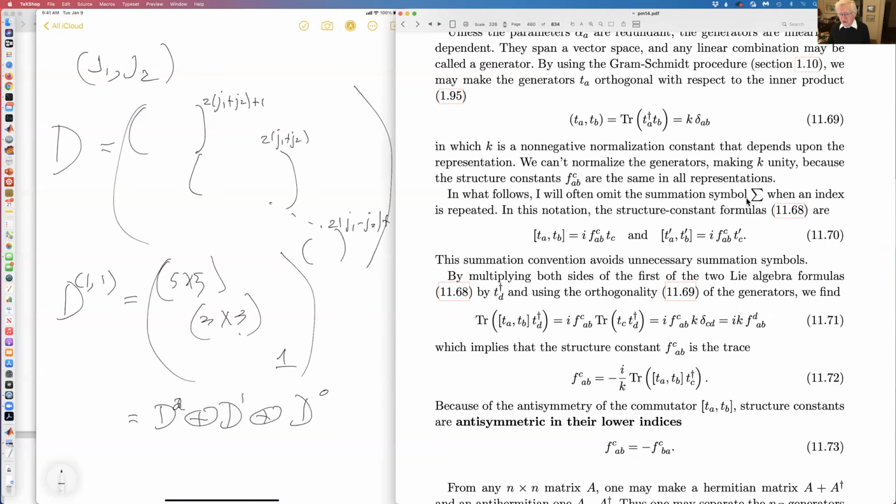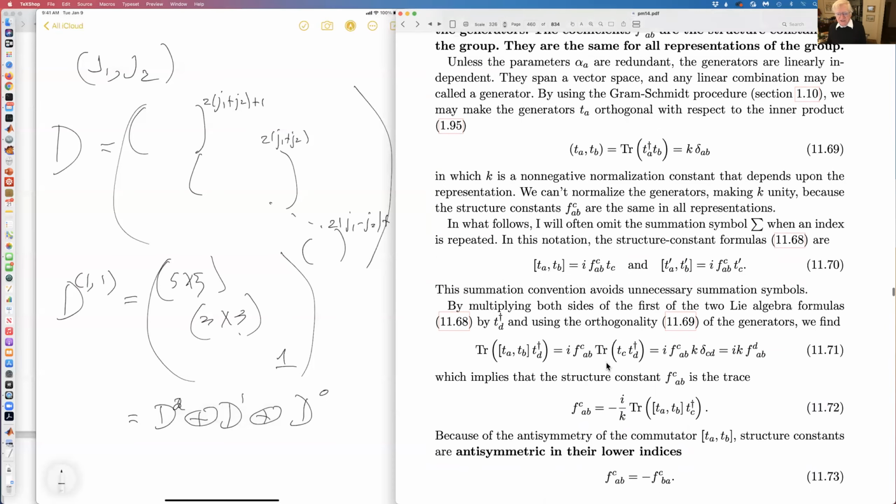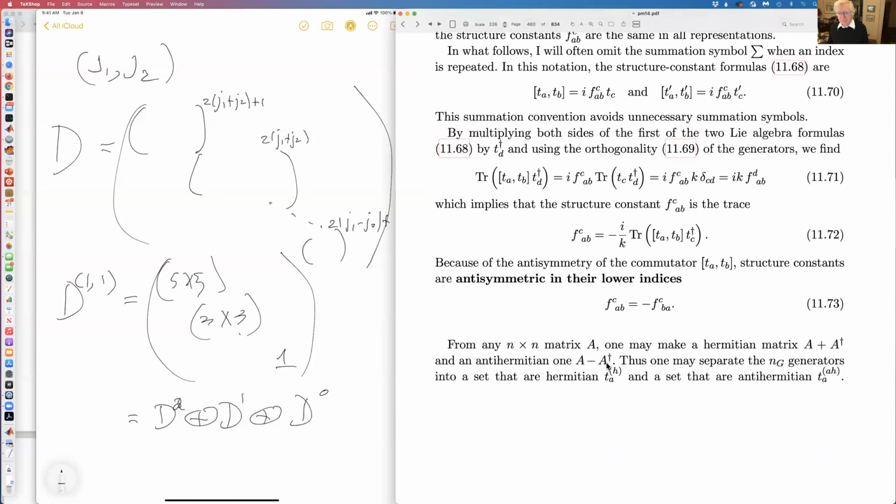Now, I'm going to be using the summation convention. So instead of having these sum symbols, I'm just going to write them like this. And so we sum over repeated indices. Now, a few manipulations can tell us a lot about these structure constants. In particular, suppose you multiply both sides by T_D dagger. And so we take this thing and multiply by T_D dagger, and then we get this expression. This, on the other hand, is that, and so we have this.